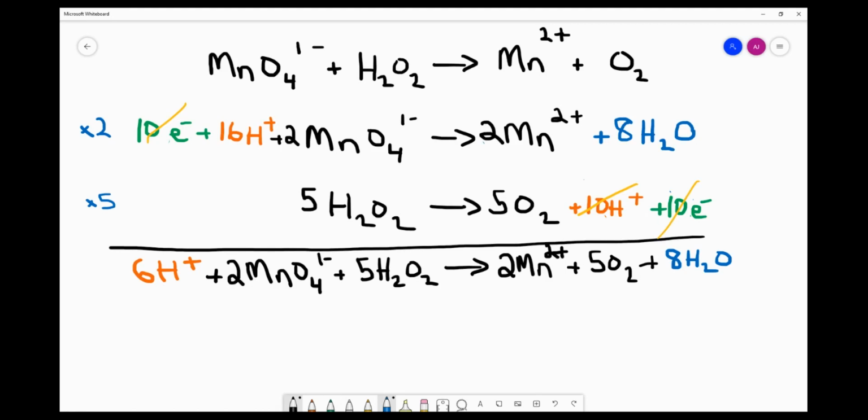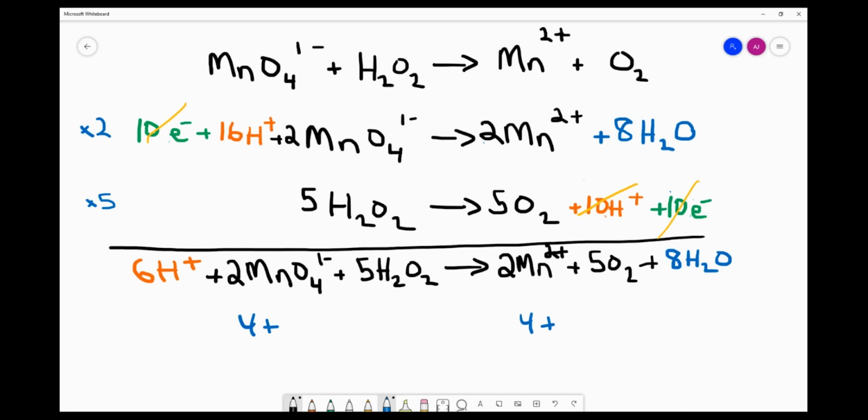And then let's look at the charges. We have 6 hydrogen ions, and then we have 2 MnO4s, the permanganate ion, which have a -1 charge. So in total here, we have 4 plus on the left-hand side. And then on the right-hand side, we have 2 manganese ions. So in total, the charges on the right-hand side are 4 plus as well. So the charges balance as well. So that's our check to make sure that we've done things correctly.